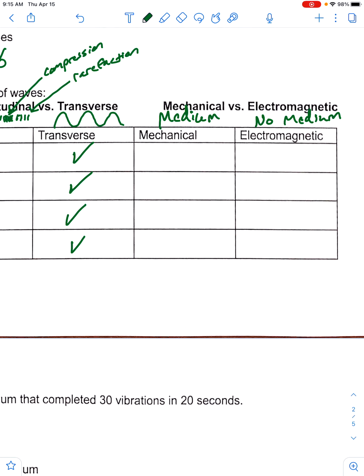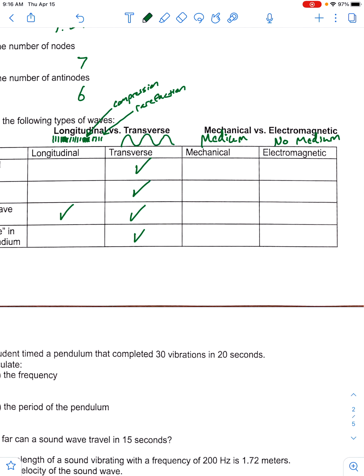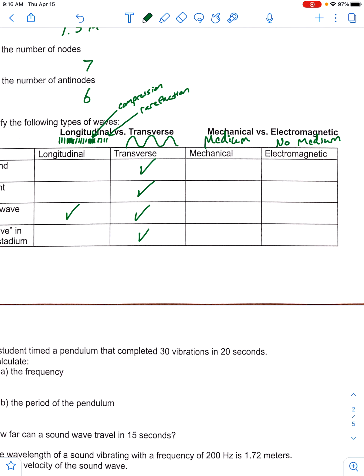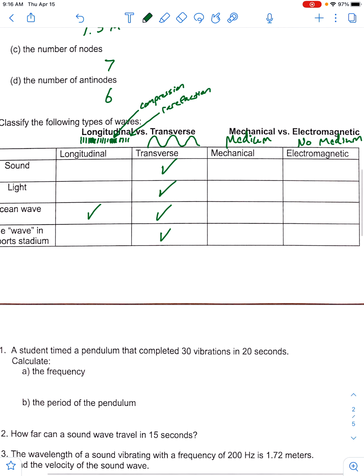So if you were to try to yell or talk or scream in space, you can't do it. Whenever you hear someone talk or yell, what you're hearing is sound particles that are being made to move in certain pitches. In space, there is nothing like that. So if you try to scream in space, nothing's going to come out. So mechanical means a medium. Electromagnetic means no medium. So sound needs a medium.